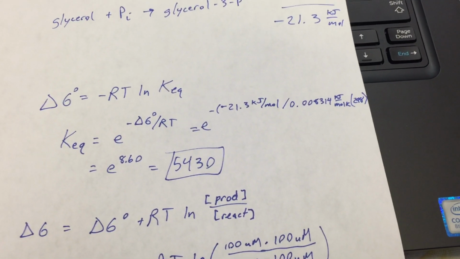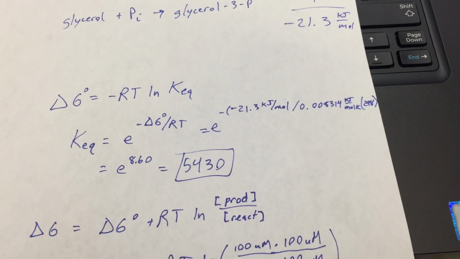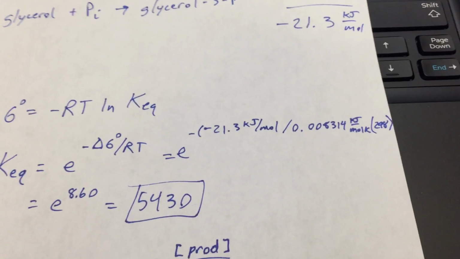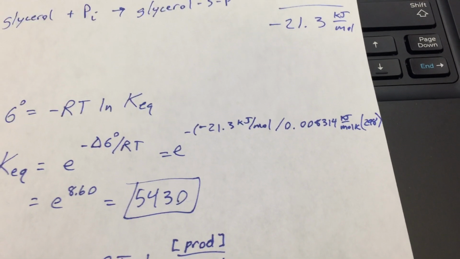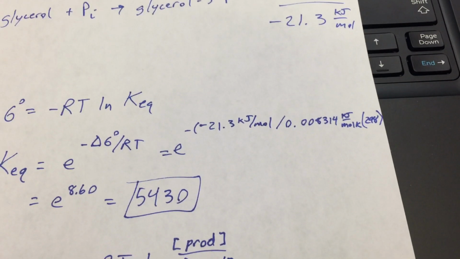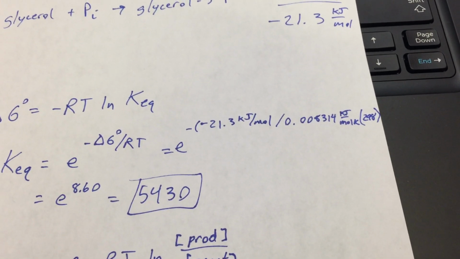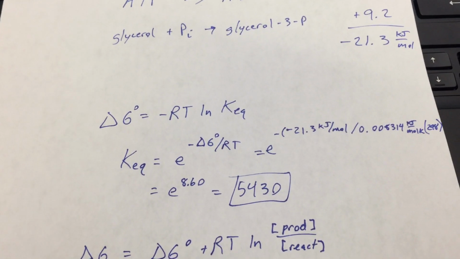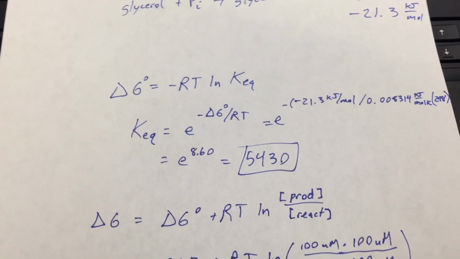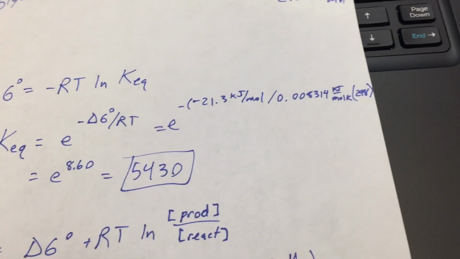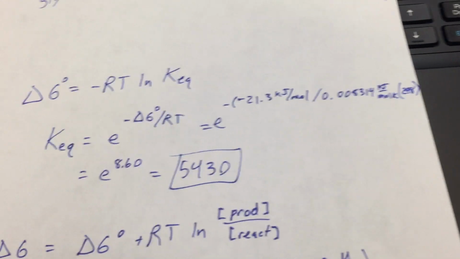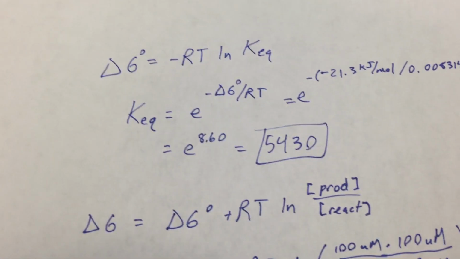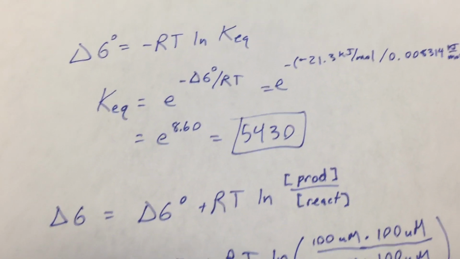So we have negative 21.3 kilojoules per mole for our energy. So we want to find a gas constant that has units of kilojoules per mole and Kelvin. So that's 0.008314. And then temperature. The temperature was not given in this problem, but I am giving you delta G naught, which means that we're under standard conditions, which is 25 Celsius. So that would be 298 degrees Kelvin under standard conditions. So when you compute all that, the exponent is just 8.6. And so e to the 8.6 power is 5,430.